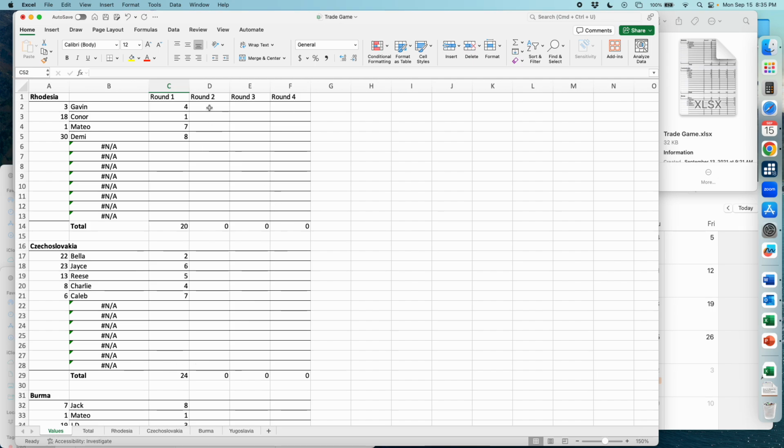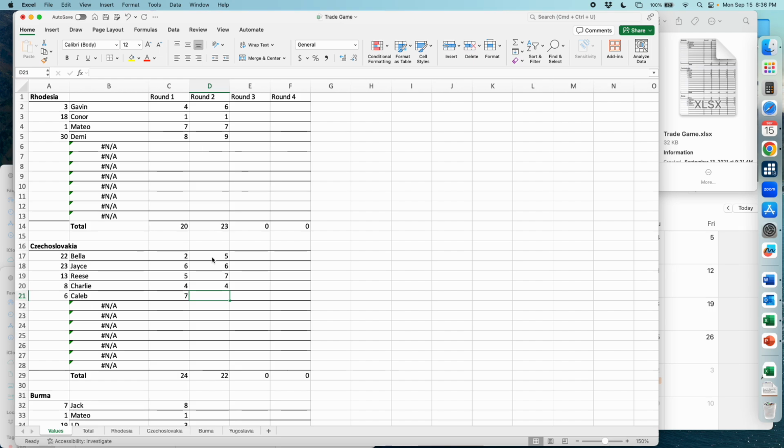And then when they're done, when the noise starts to die down and they're switching from trading to talking to each other, then I basically say, okay, let's get your evaluation. So suppose Gavin made a trade and he's a little happier. Connor is still stuck with whatever thing he didn't like. He's at a 1. Mateo's still at a 7. And Demi, maybe real excited, went up to a 9. Bella, she made a trade. She's up to 5. Jace is still at 6. Reese maybe goes up to 7. And Charlie stays at 4, and Caleb.